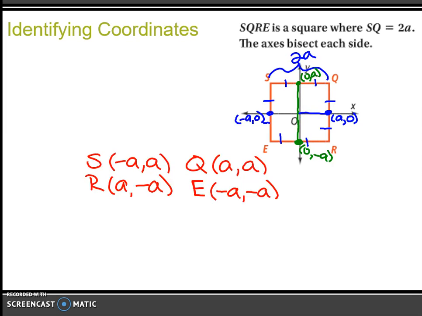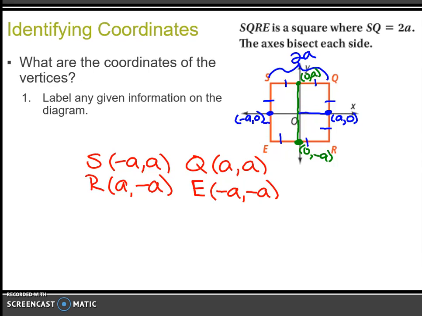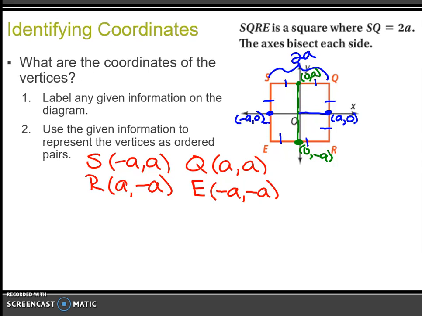So here, we're going to look at this square. Square SQ equals 2a. The axes bisect each side. So instead, we're using letters. What are the coordinates of the vertices? Label any given information on the diagram and use the given information to represent the vertices as ordered pairs. So right here, SQ is 2a. So this is 2a, 2a, 2a, 2a, right?